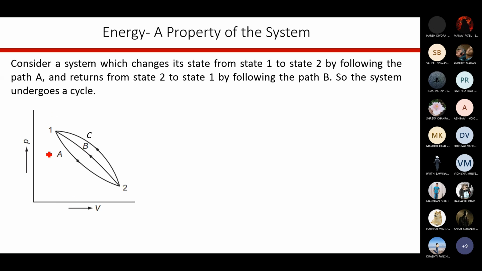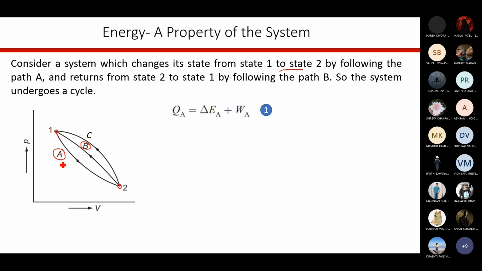So I have taken one random PV plane. This is your initial state 1, the final state 2. So this is your first half. Your system is changing state 1 to state 2 following path A, and it will come back to the initial state by following path B. So I am talking about this cycle, right? You can take another process also, the process C, right? Then in that case 1A, 2C, 2C1 will be a different cycle, right?